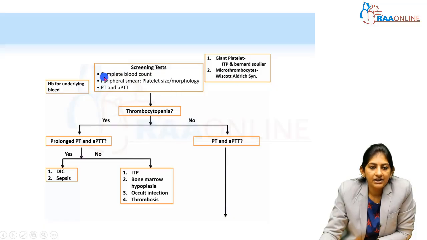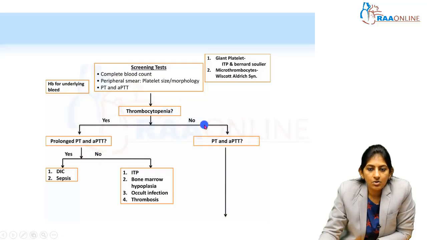Next, you have done a PT, APTT as well. So the platelet count is low, there is thrombocytopenia, and PT, APTT are also deranged, that is, PT, APTT are also high. Then in a sick newborn, think of DIC and sepsis. If there is only thrombocytopenia but PT, APTT are normal, think of ITP, think of an occult infection, think of a bone marrow hypoplasia, where the platelets are not being produced, so there is decreased production, and thrombosis. So it can be renal vein thrombosis, etc. So this is how you will go in this algorithm where there is thrombocytopenia and coagulation factors.